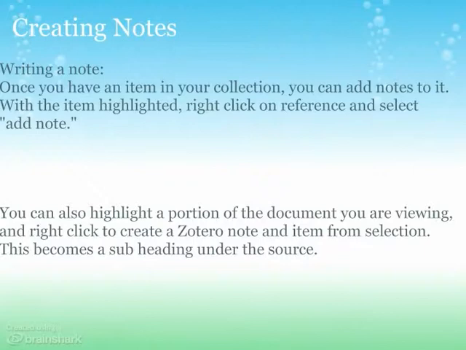So I'm going to go through a few of the features here and talk about them. And of course, if you want to add a note to a particular item in your collection, you'll see that functionality available at the top of the top right panel, where it says to add a note. You can also highlight a portion of the document that you're viewing and annotate that and create a note from there.